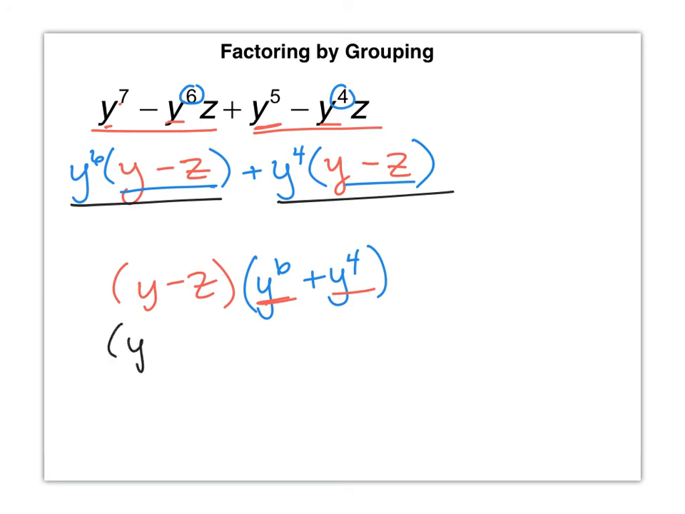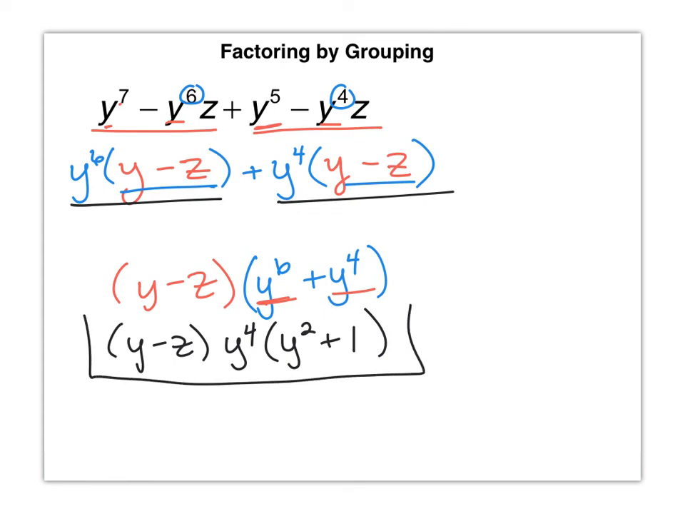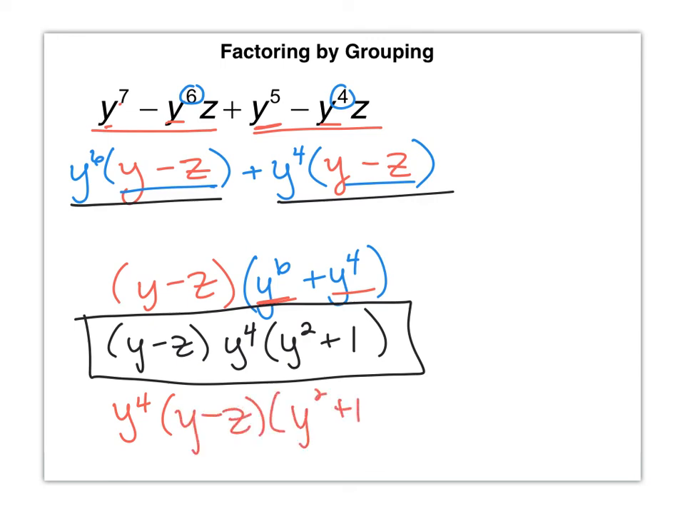So we can write this as y minus z is one factor, and what they have in common here, since they both have that common factor of y to the fourth, you can factor out y to the fourth. The y to the sixth divided by y to the fourth gives you y squared, and y to the fourth divided by y to the fourth gives you 1. So this is one way that you can write your final answer in factored form. This would be completely factored. The order in which those factors appear is fine. It's fine to rearrange those. Multiplication is commutative, so the order in which they appear does not matter.